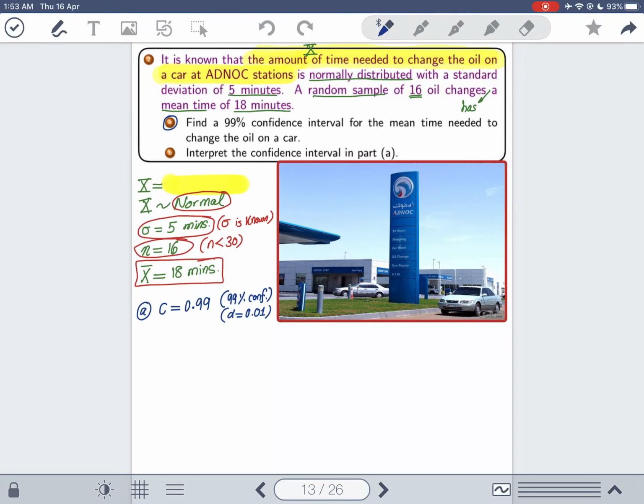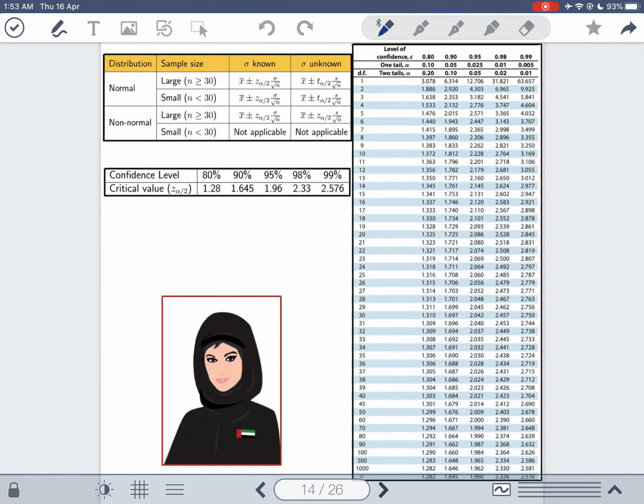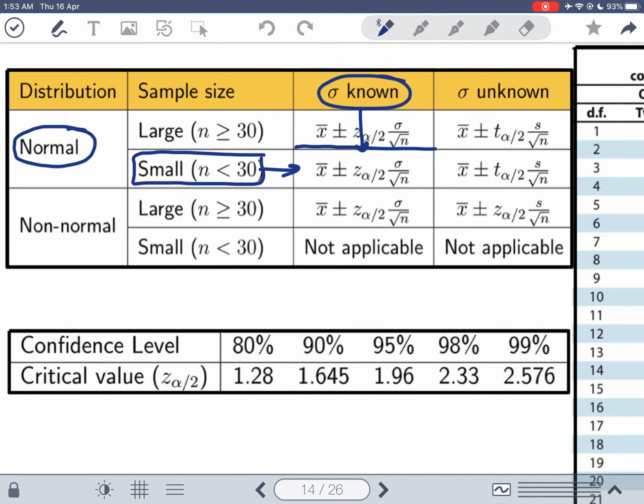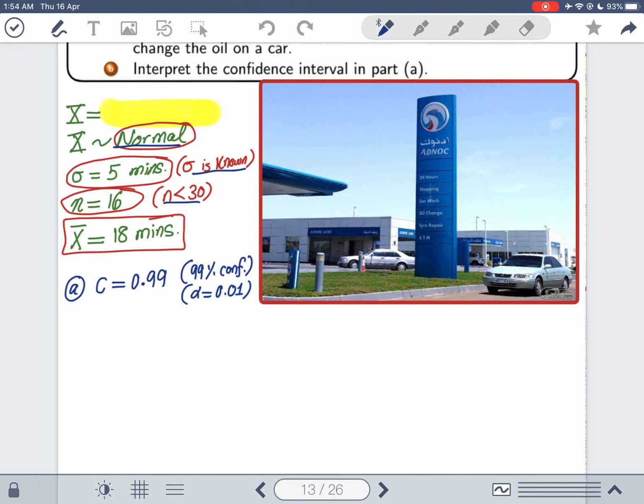Now, sigma is known, the sample size is small, and x is normal. You can check: sigma is known, the random variable is normal, or the population is normally distributed, and the sample size is small. So immediately you know which situation you are in, and your confidence interval will take this form: x bar plus or minus z sub alpha over 2 times sigma over the square root of n.